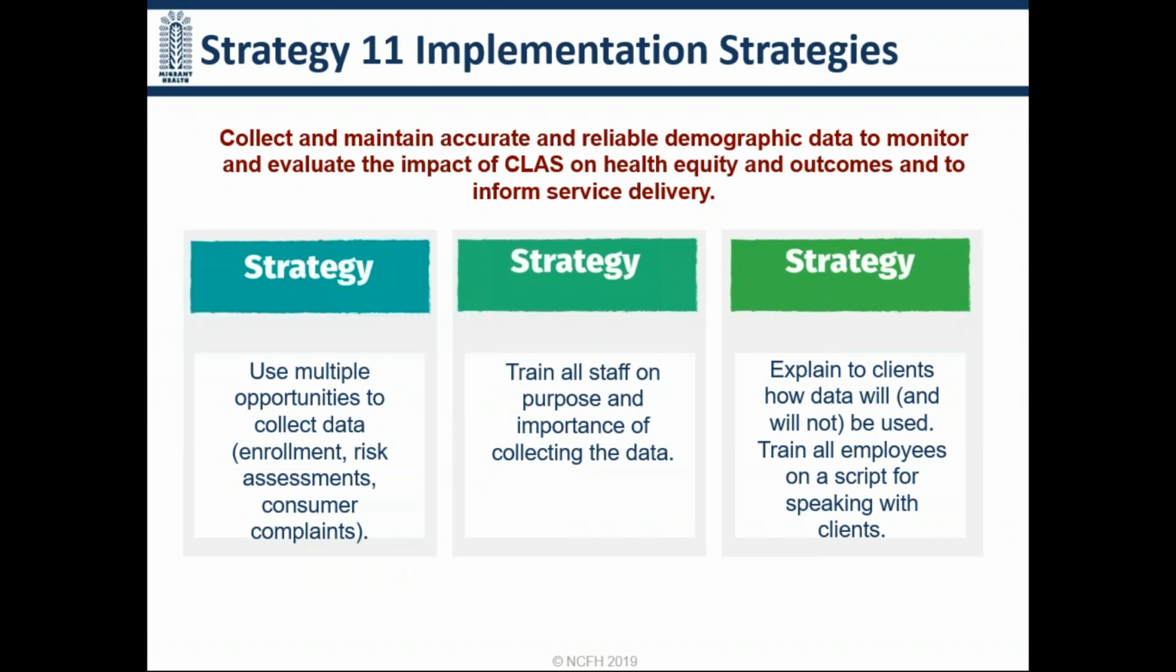Again, use multiple opportunities to collect data, maybe at enrollment, risk assessments, consumer complaints. You want to train staff on the purpose of collecting this data, right? If they understand why it's important, why you need to get it, then they're more likely to obtain that information. And you want to explain to clients or their patients why you need the data, how it's going to be used, and you want to train your employees how to verbalize this to your patients, right?